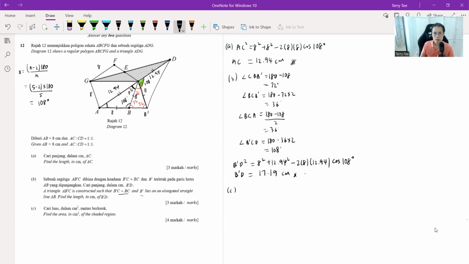Okay, to find area of shaded region, I think the first thing is we need to find the length of GC. Let me write this off. I need to find length of GC. All right. But you can see from here, because these two are supposed to be equal length, right? Yeah. If this is 12.94, this side also 12.94. How do I know? Because if this is 36, right? This should be 72. Now, you want to focus on this triangle.